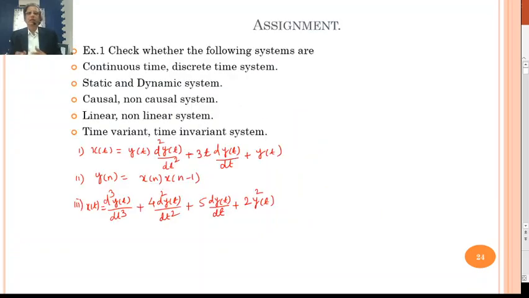Now these are the assignment questions. Check whether the following systems are continuous, static, causal, linear or not, time variant or not.